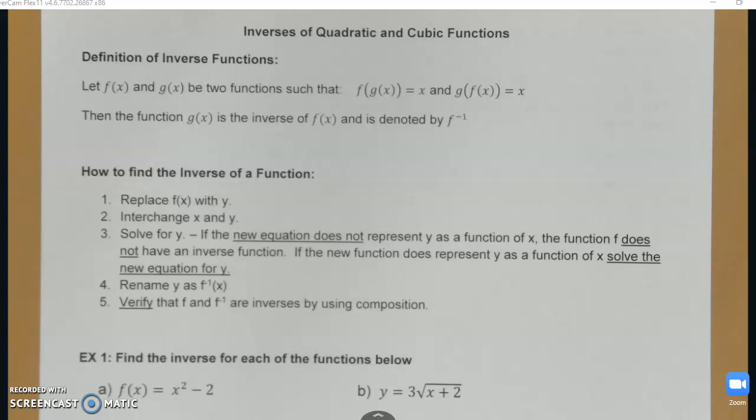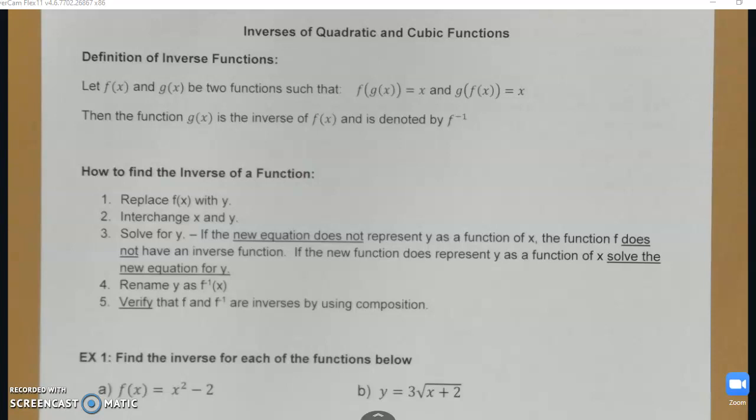Today we are going to be talking about inverses of our quadratic and cubic functions. So, quick review of what an inverse is. If I have two functions f and g, where if I take the composition f of g and the composition g of f, my outcome for both of those is x when they are inverses. Essentially they undo each other.